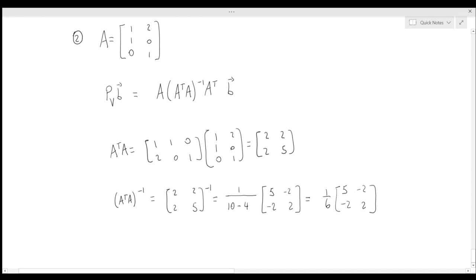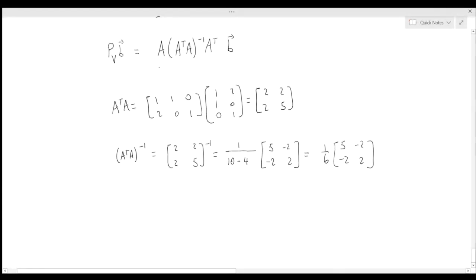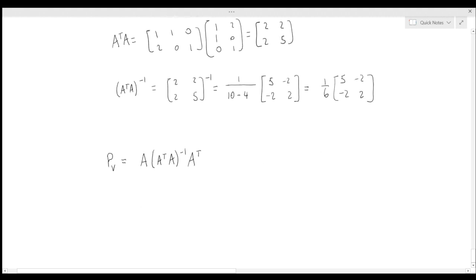Okay, so now we have A transpose A inverse. So now what I want to do is go ahead and compute the projection matrix first. So P_V is A times A transpose A inverse A transpose. And I'm just going to plug everything into this now.